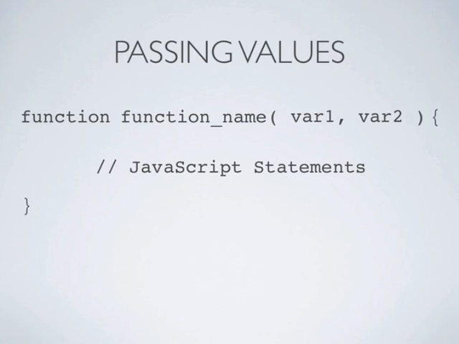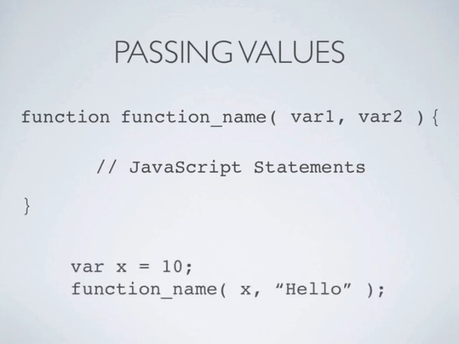If a function needs to be passed a single value, then we'll put in just one variable, no comma. Anytime we're going to pass multiple values to a function, we'll put in multiple variable names, each one of them separated by a comma. Whatever values end up being stored inside those variables will be available to the JavaScript statements inside the function's body.